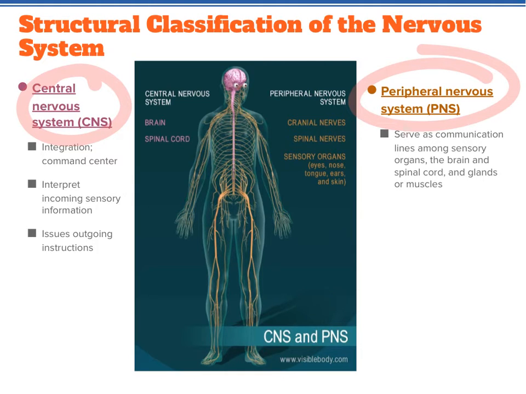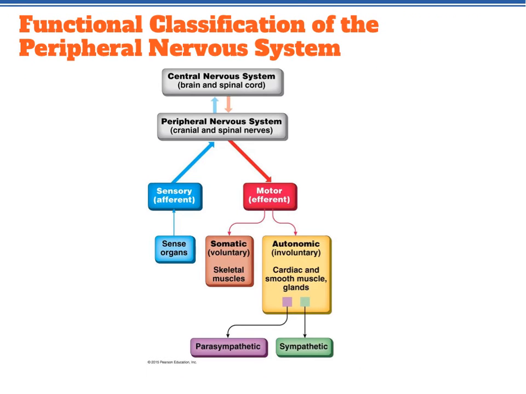Whereas the peripheral nervous system you see in a light orange color, that's all your extraneous nerves that come out from your spinal cord and brain. So your cranial nerves, your spinal nerves, and then of course all your sensory organs. Of course there's further divisions beyond that. Your central nervous system is just your brain and your spinal cord, but your peripheral nervous system can be further divided into different subunits based on the job.